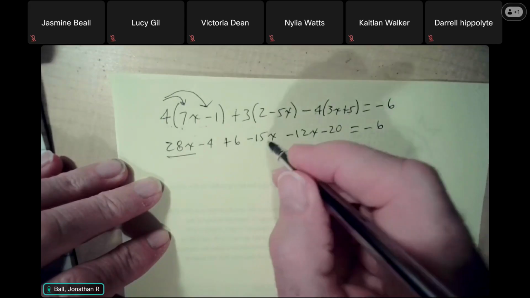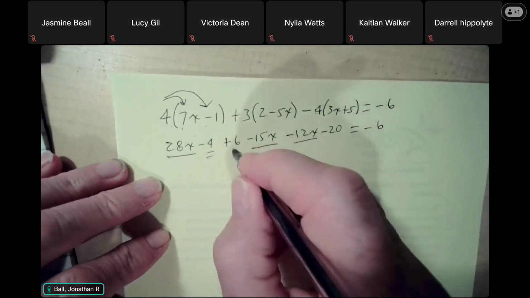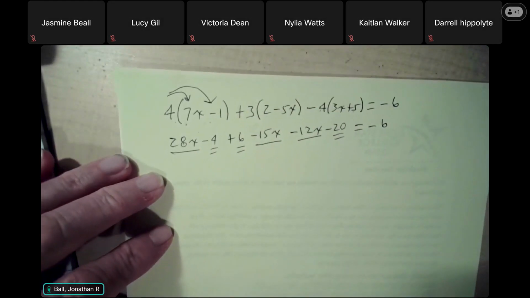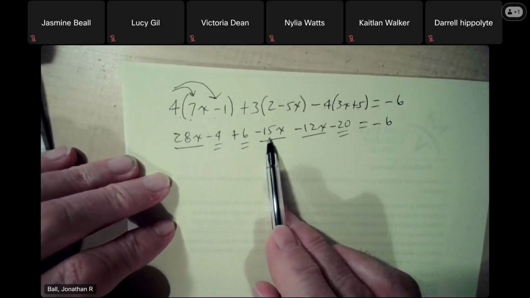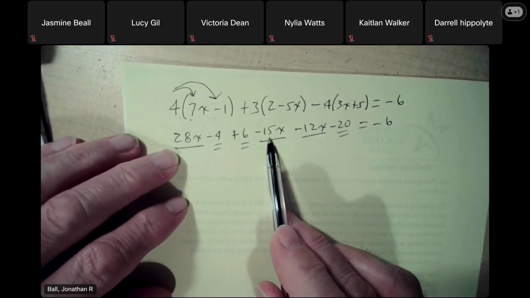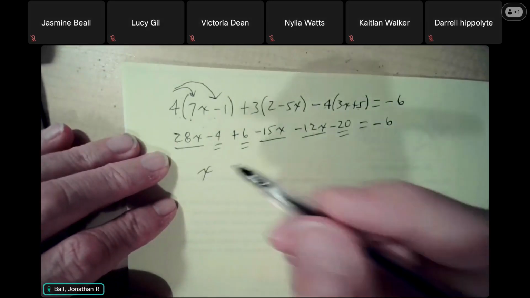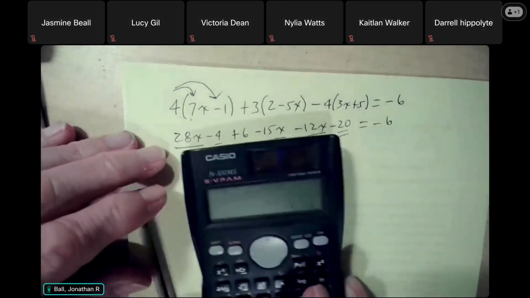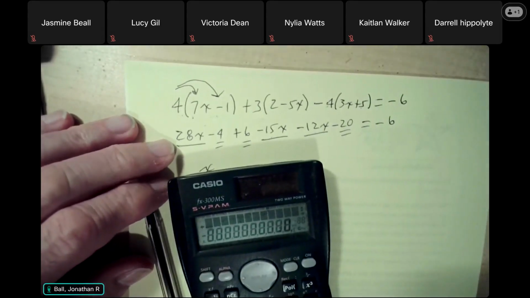X is there. X is there. X is there. -4, positive 6, -20. Okay, 28x minus 15x is 13x. 13x minus 12x is just 1x, or just x. Everybody with me here? Look, we can do that on the calculator too, to make sure I'm not a bigger bonehead than I think.